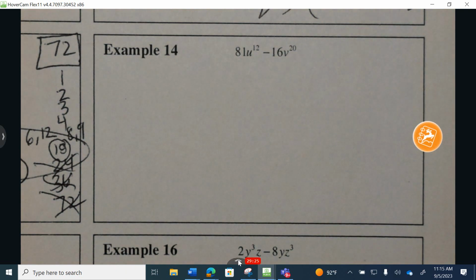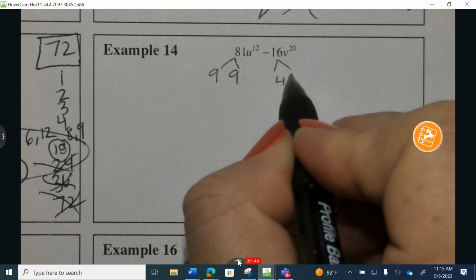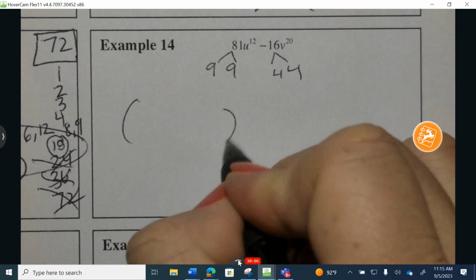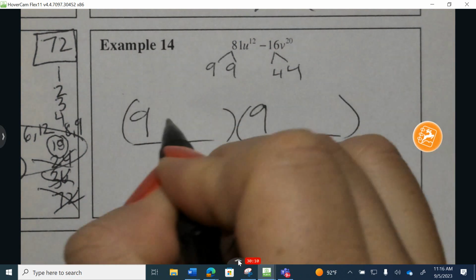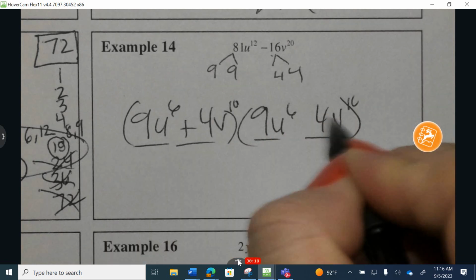Okay, you ready? I want you to do 14 on your own. You have 30 seconds to begin. 9's go in front, u to the 6. 4's going back, v to the 10. One's addition and one's subtraction.